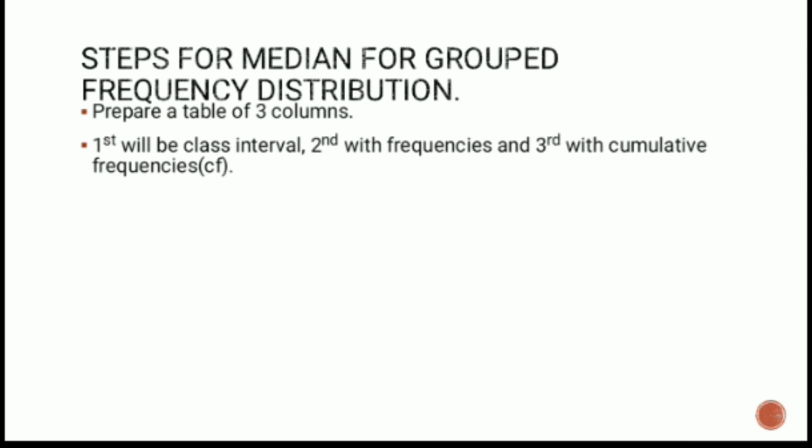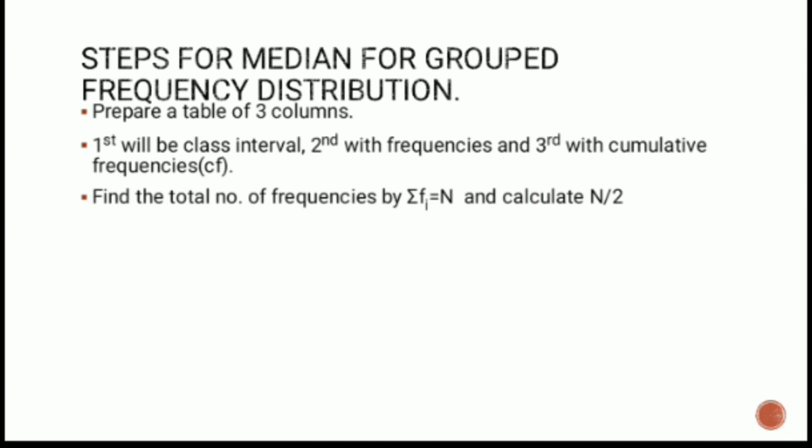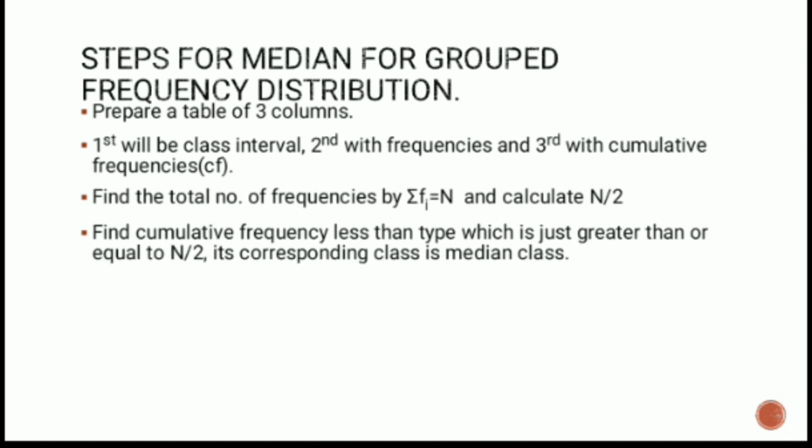So the first step is to prepare a table of 3 columns. The first column will be of class interval, the second column of frequency, and the third of cumulative frequency, that means your CF. The next step is to find the total number of frequencies with summation fi is equal to n, and calculate n by 2 using this. Find the cumulative frequency of less than type which is just greater than or equal to n by 2; its corresponding class is the median class.